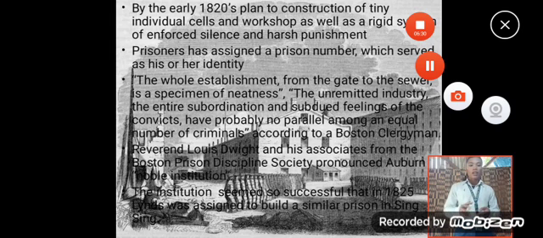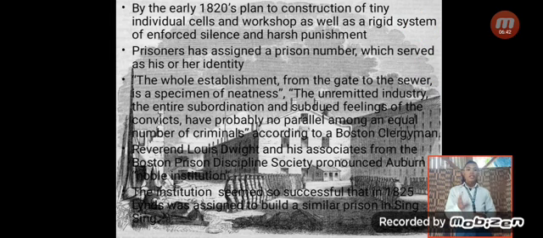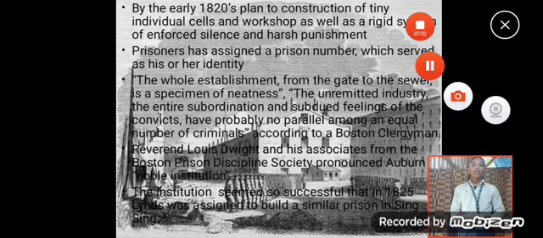The Reverend Louis Dwight and his associates from the Boston Prison Discipline Society pronounced Auburn a noble institution and said, we regard it as a model worthy of the world's imitation. That's according to Louis Dwight. The institution seemed so successful that in 1825 Lynds was assigned to build a similar prison at Sing Sing.